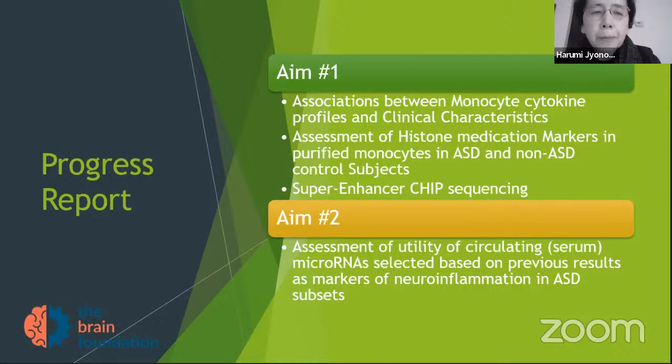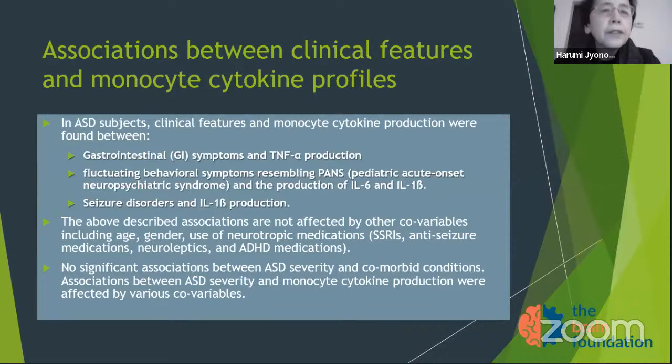So these are the two purposes of our proposed study that the Brain Foundation funded. We haven't completely finished, but this is a progress report. Some of aim two is almost finished. Okay, so the initial study is on the associations between clinical features and monocyte cytokine profiles.